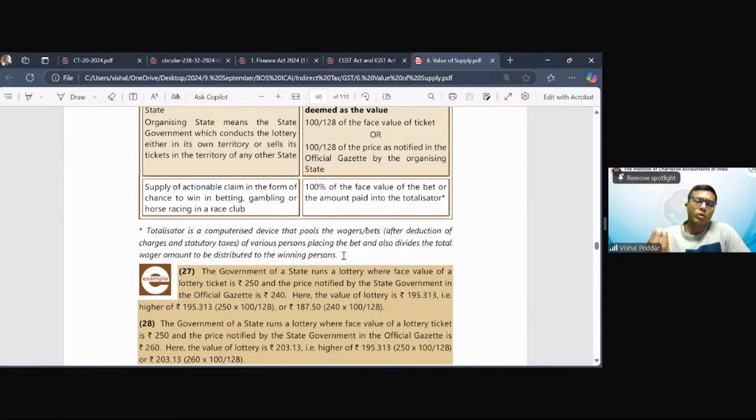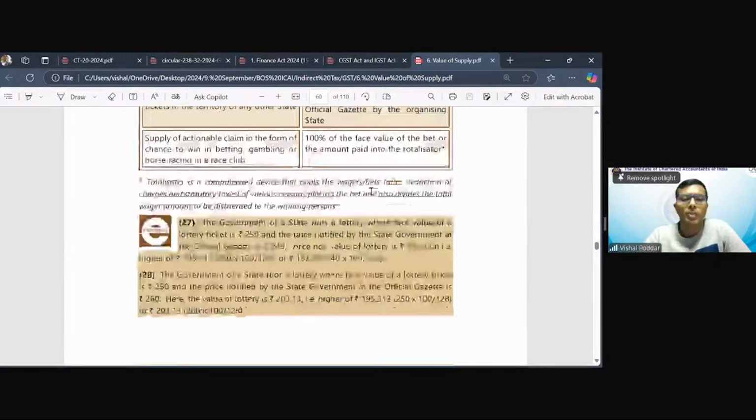Like if you go to any online gaming portal like Teen Patti or Rummy, if four people are paying, whatever total they have put together, that is their bet that they are putting. And why is it called totalizator? Because it is that app which is clubbing everybody's bet and making it one whole pool amount. That is why totalizator is nothing but the computer device for us. What is the value of this particular actionable claim? The value is the value of bet. So if you have put 100 rupees, 100 rupees is the taxable amount.